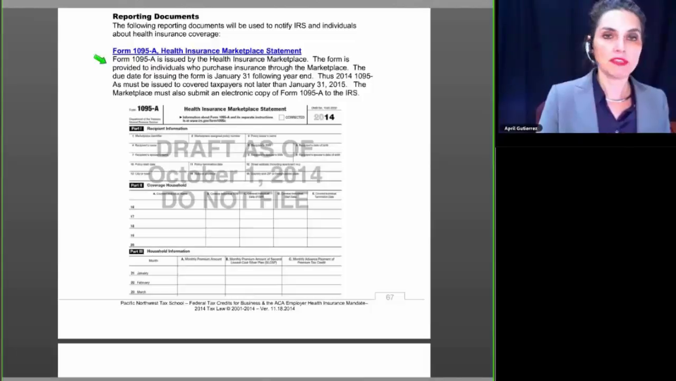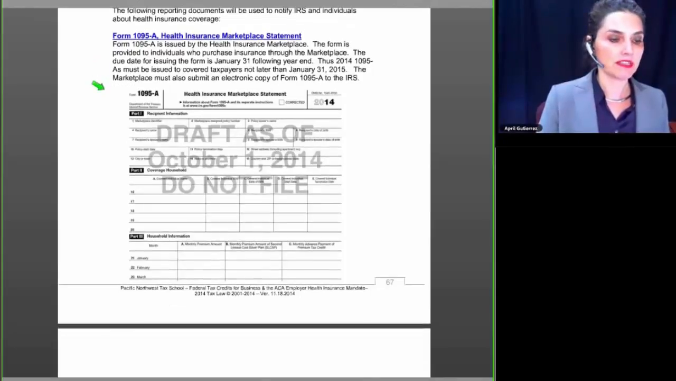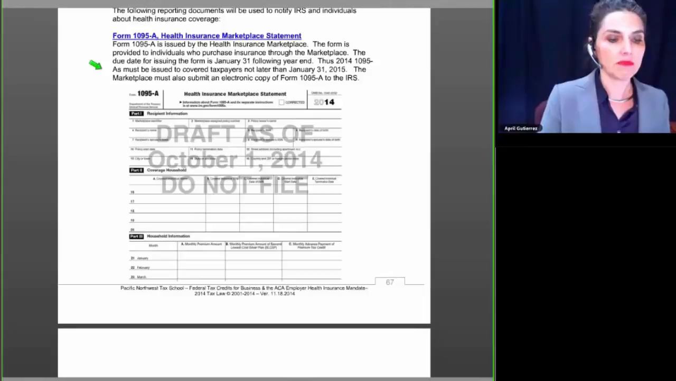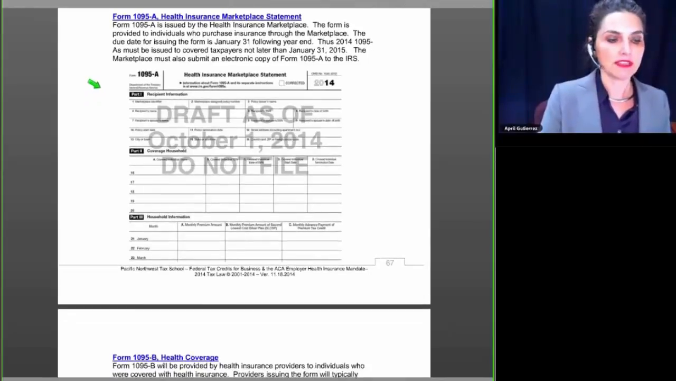This particular form is issued by the health insurance marketplace. It is provided to individuals who purchase health insurance through the marketplace. The due date for issuing the form is January 31 following year end. Thus, for 2014 tax filers, this document is going to be issued to taxpayers who purchased health insurance through the marketplace by January 31, 2015. The marketplace itself is also required to electronically submit a copy of this Form 1095A to the IRS.